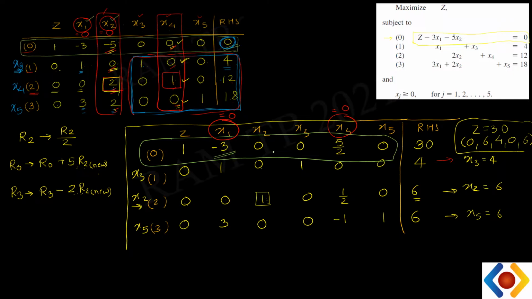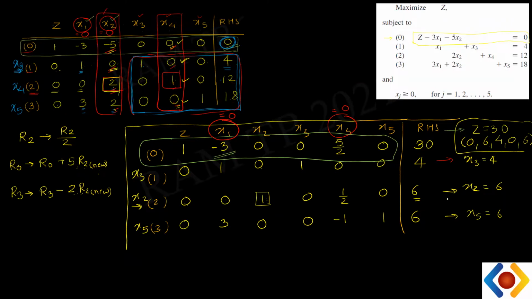Sorry, but can you just explain this last part once again? Sure. So at the end of this step, we can declare that Z is equal to 30. Do you agree with that? Yes. Okay. And what is the solution? 0, 6, 4, 0, 6. Sir, if I have doubts regarding this, can I ask it in the help session? Yeah, sure, you can.